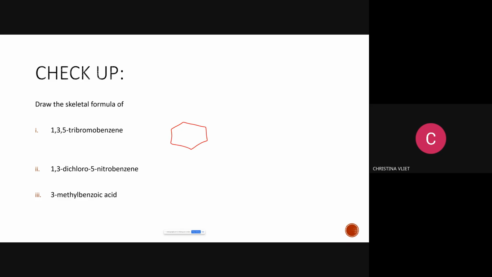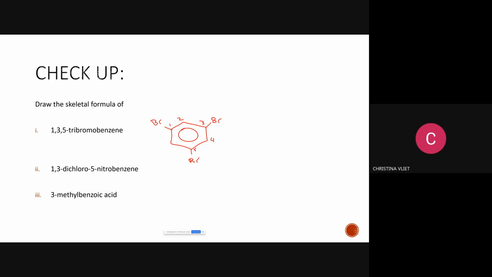What has to go in the middle? Let's do it like this. And then where are my bromines going? Where's carbon 1? Does it matter? No. If that's 1, then this is 3, and this is 5. Does it matter if I count clockwise or counterclockwise? No. You're the artist. You do what you want to do.